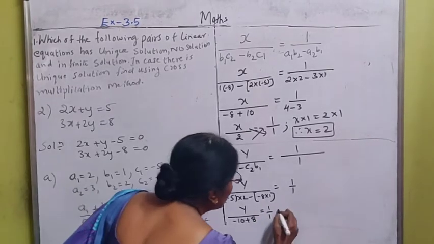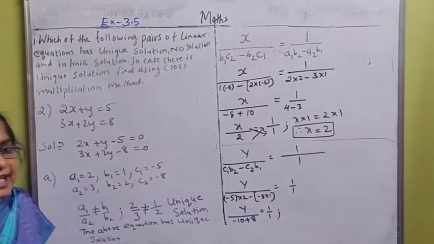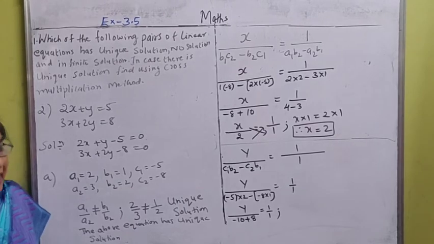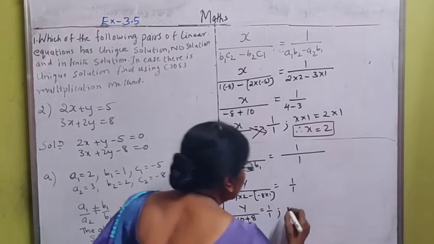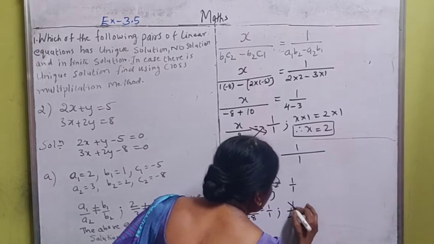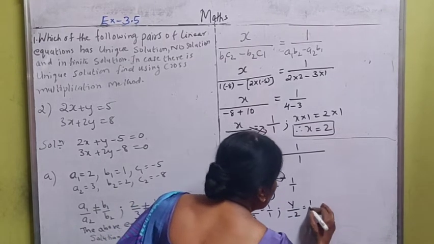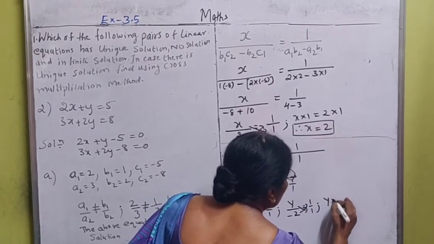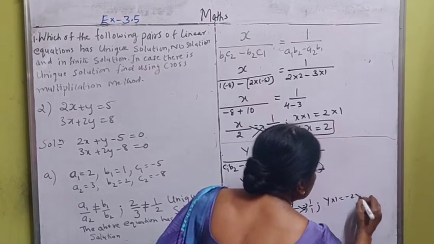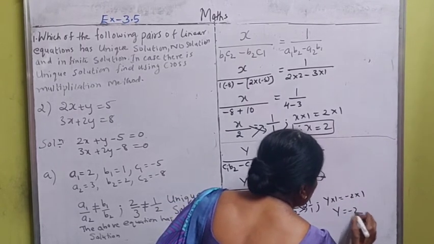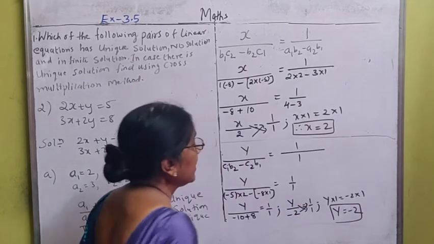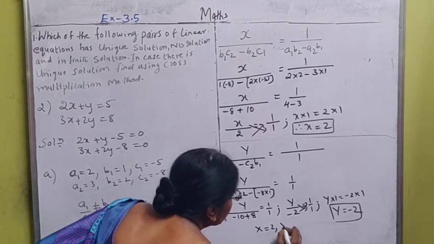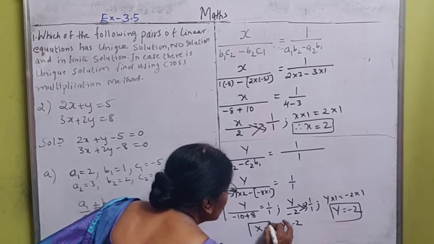Now what shall you get? Let us see over here. Minus 10 is a bigger number, so the bigger number has a minus sign. So from 10 you subtract 8, 2 you will get. So we will get minus 2. So y divided by minus 2 is equal to 1 by 1. Cross multiply. So what you will get? Y into 1 is equal to minus 2 into 1. So y is equal to minus 2. So you got the answer, x is equal to 2, y is equal to minus 2. So last answer, x is equal to 2, y is equal to minus 2.